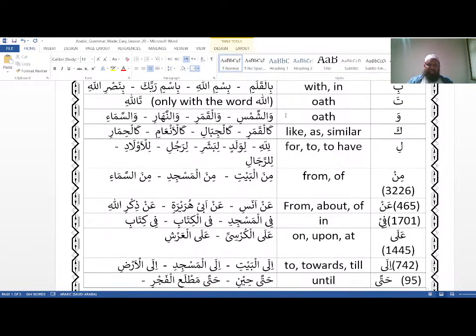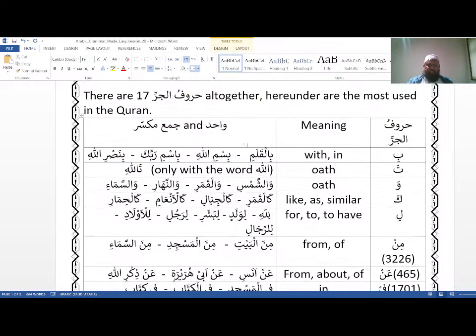Okay, so these were the examples of wahid and jama mukassar. We will see the physical kasra on the last letter. Jibal is jama mukassar. We see kasra.